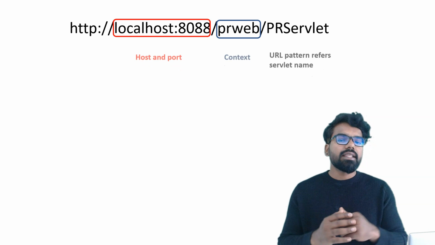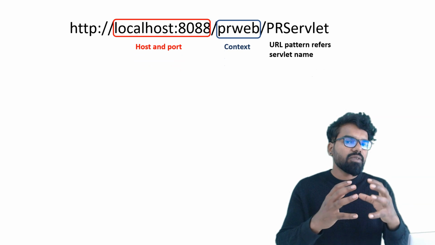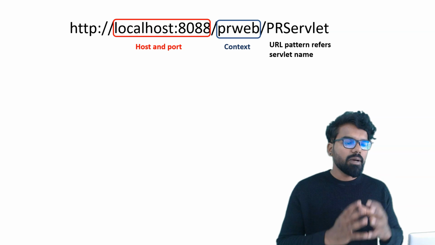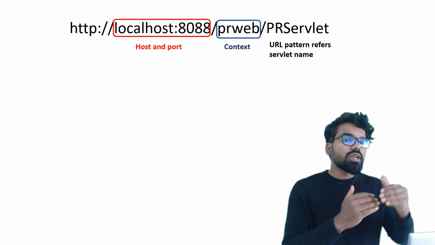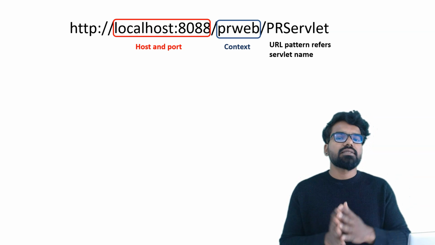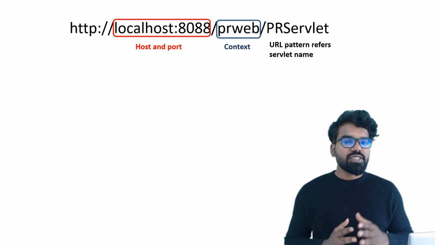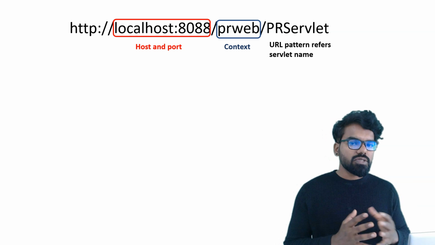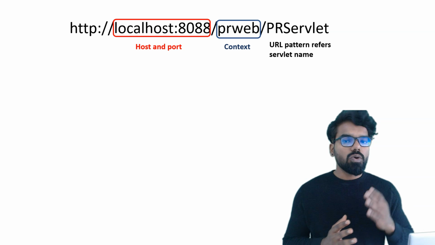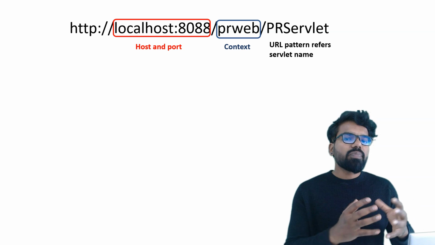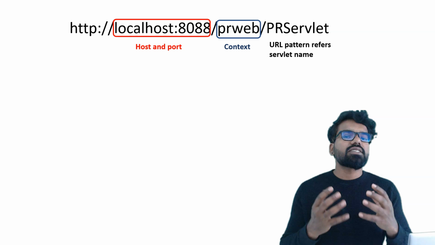Usually it will be of host name, port name, and then you have that context name which defines the application, PR web. And then you can also use the URL pattern that defines the servlet name. As you see in the picture, localhost is my host, 8088 is my port, and then PR web is the context, or it is the application context.